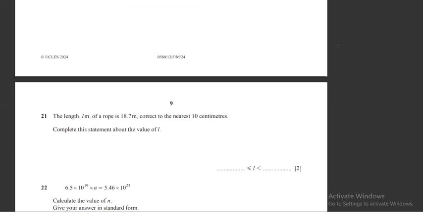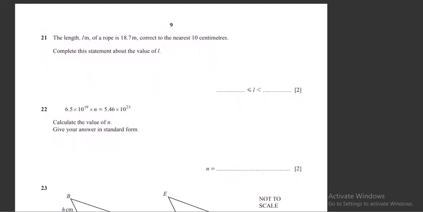Let's now move on to question 21. The length L meters of a rope is 18.7 meters correct to the nearest 10 centimeters. And we need to calculate the value of L. So that is the smallest possible value and the largest possible value it could be. That is what we are supposed to find. So this is a question that is related to bounds.